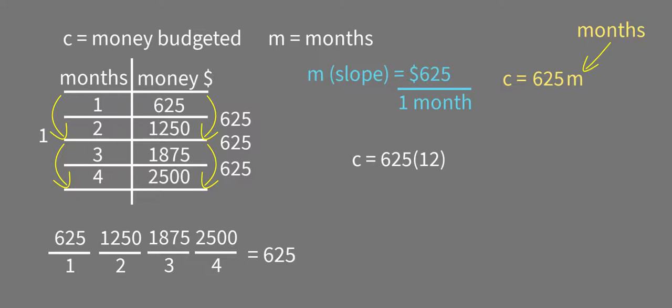If we multiply that through, you can write that out using the by hand methods, or you can use your calculator. Either way, you should get that C equals $7,500. That's a lot of food, but that's what they should budget according to what they are budgeting already for an entire year. They should budget $7,500.